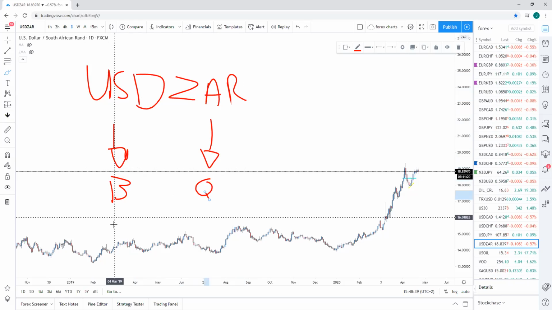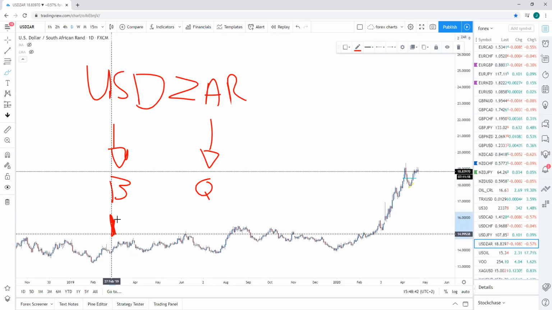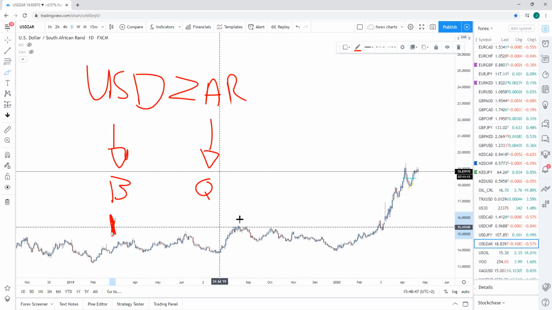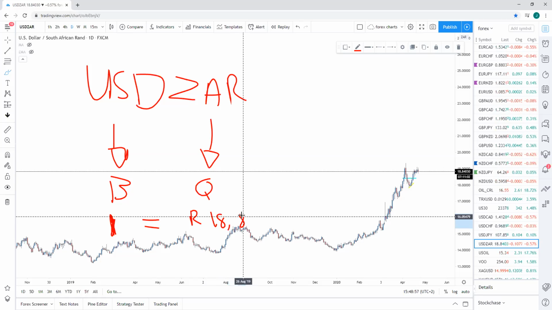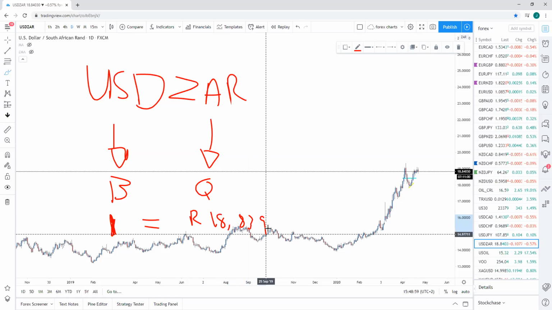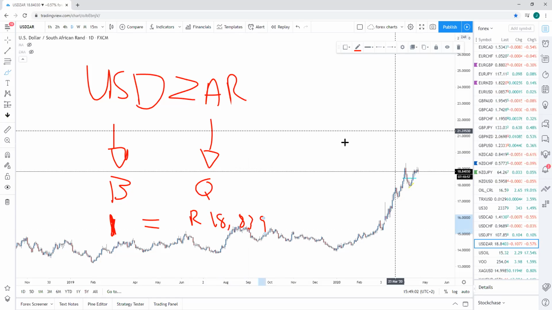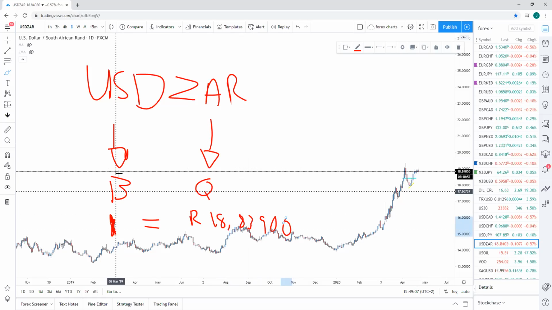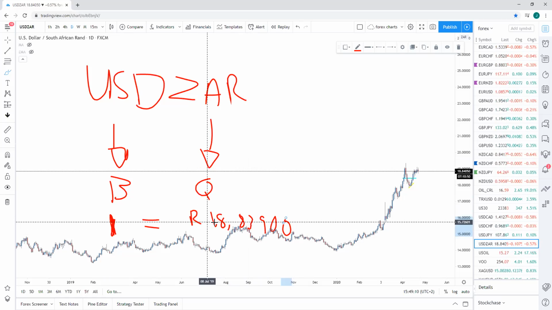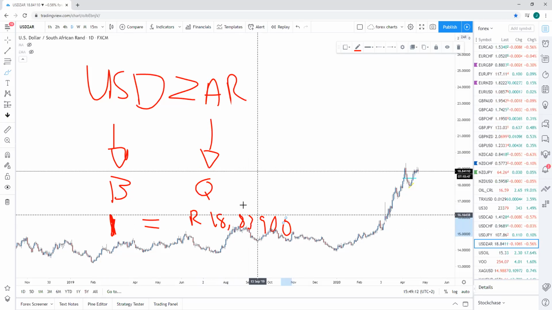Okay, guys, so the first one is 1. So if we want to buy $1, on the right here it says 18.83. We're going to pay 18 rand and 83 cents. So for $1, one base currency, the quote is going to be 18 rand and 83 cents for $1.